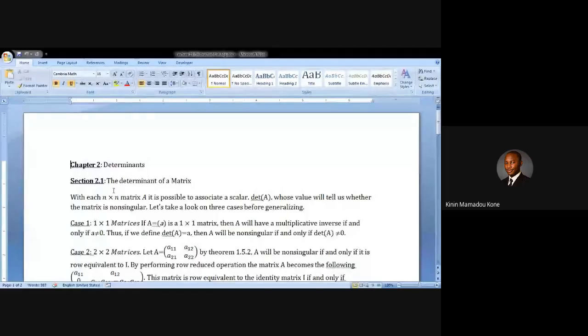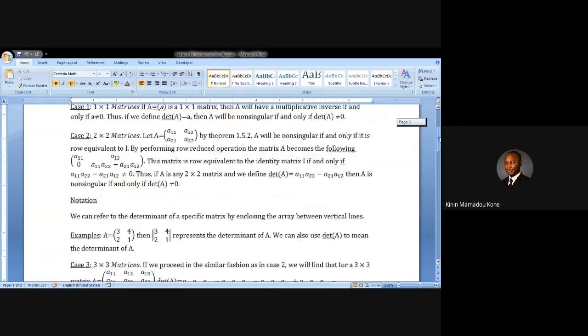So section 2.1, the determinant of a matrix. With each n by n matrix, it's possible to associate a scalar, the determinant of A, whose value will tell us whether the matrix is non-singular. Let's take a look at three cases before generalizing.